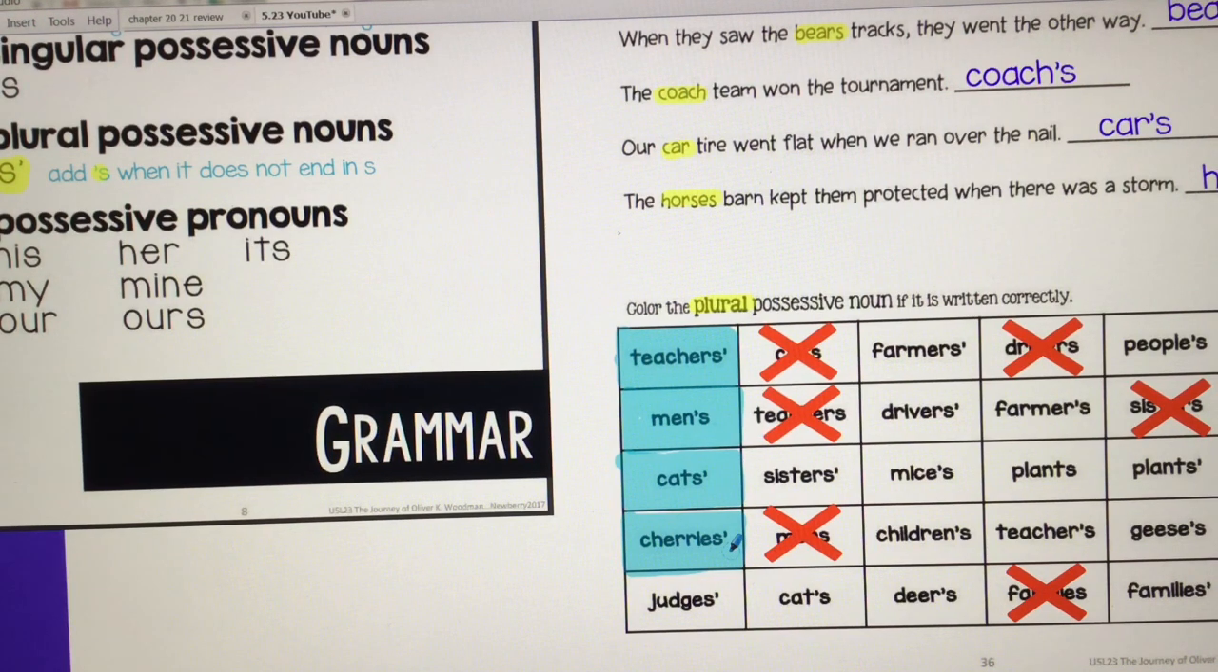Okay, you have judges. It ends with an S, so you have an apostrophe after it. Sisters ends with an S. Remember, it's plural, so we are going to put the apostrophe after it.